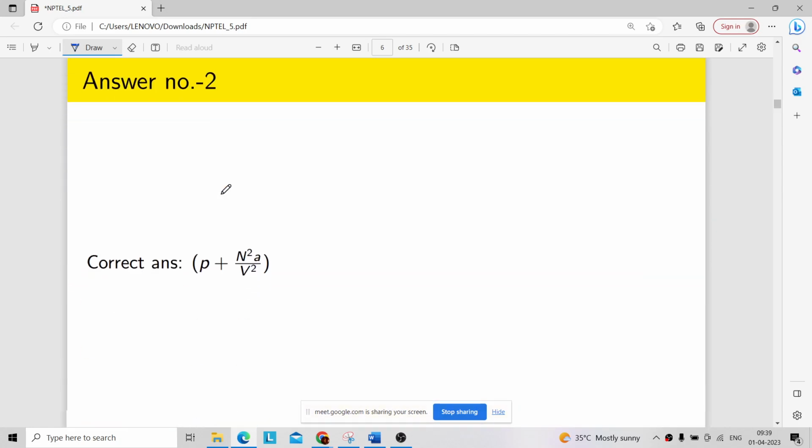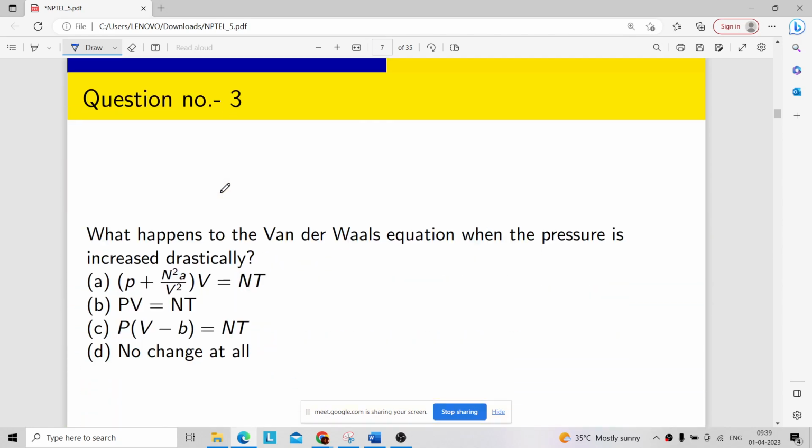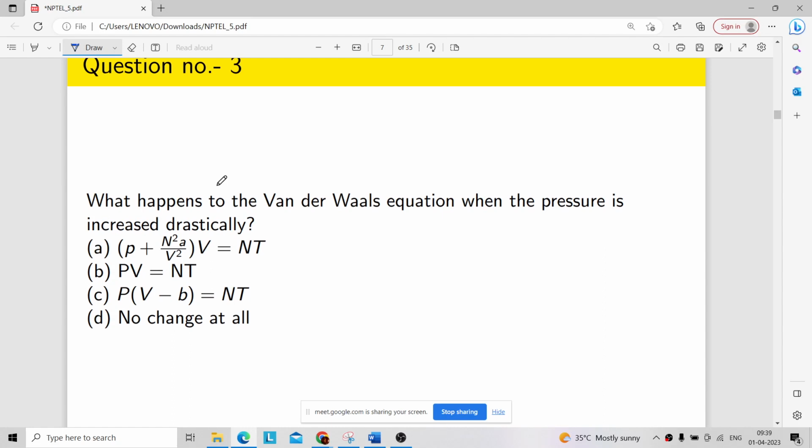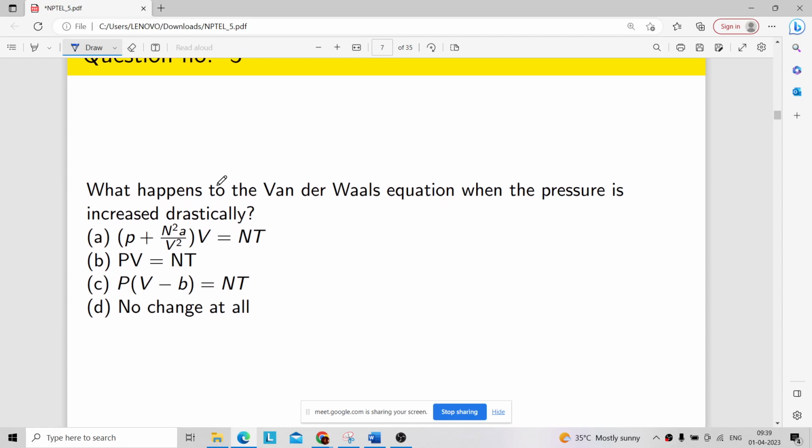Right. So next, let's go to the next question. Okay. What happens to the Van der Waals equation when the pressure is increased drastically?